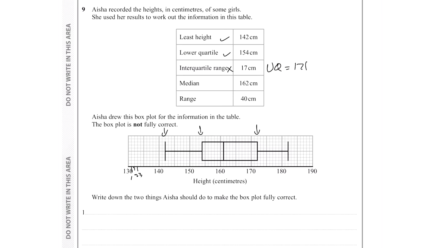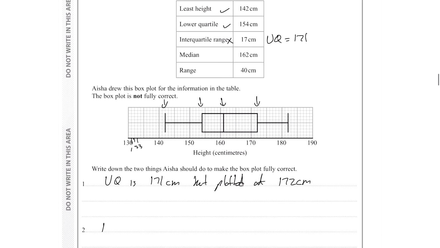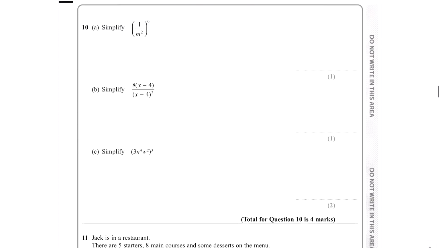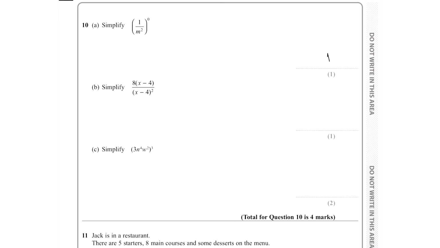So already I can see the upper quartile is 171 centimeters, but plotted at 172 centimeters. And the second thing that's wrong, the median is 162, and it's plotted at 161. So the median is 162 centimeters, but plotted at 161 centimeters. Moving on to question 10, anything to the power of 0 is 1.